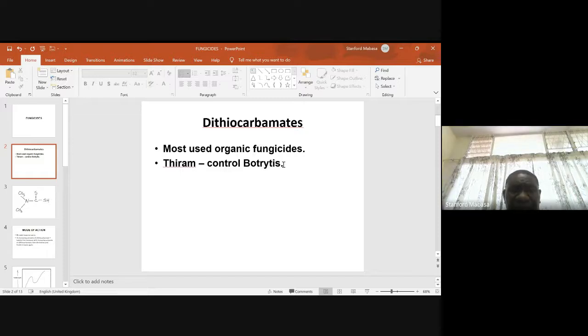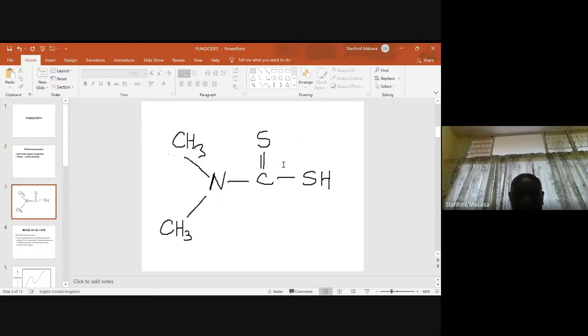Now, I would like to indicate that the dithiocarbamates form a group of organic fungicides which are widely used. We have thiram, which can control botrytis. This is the chemical structure.